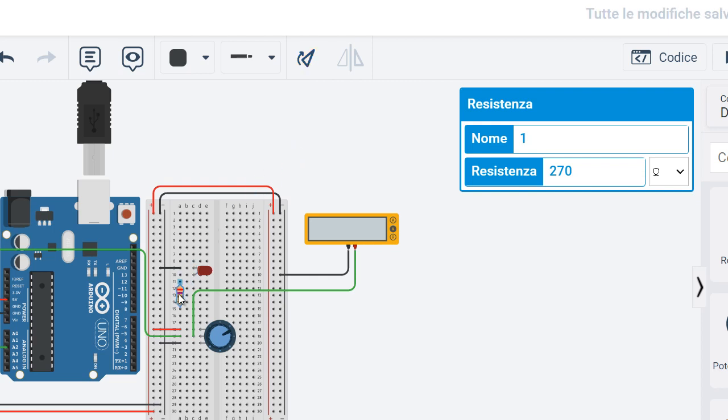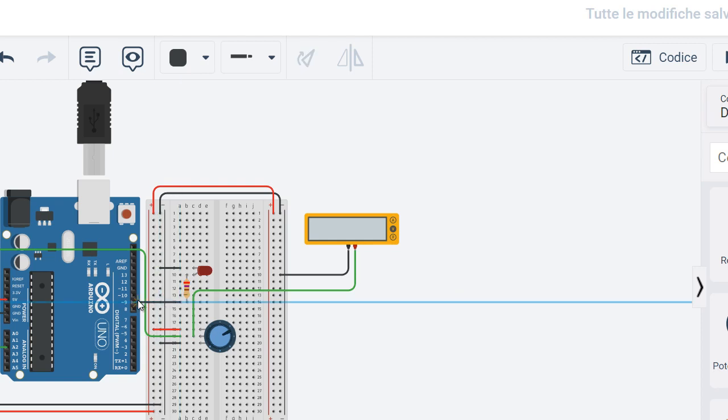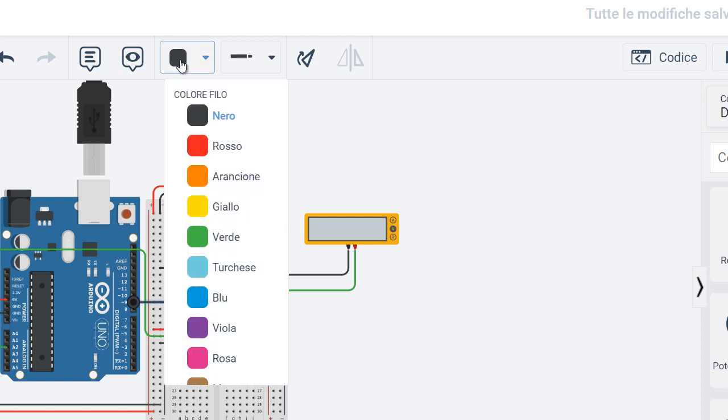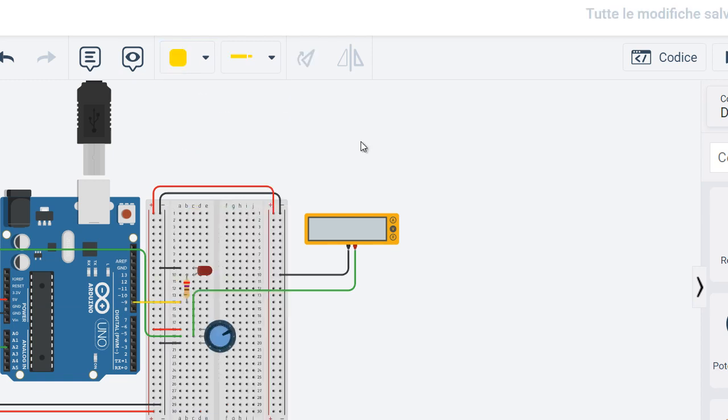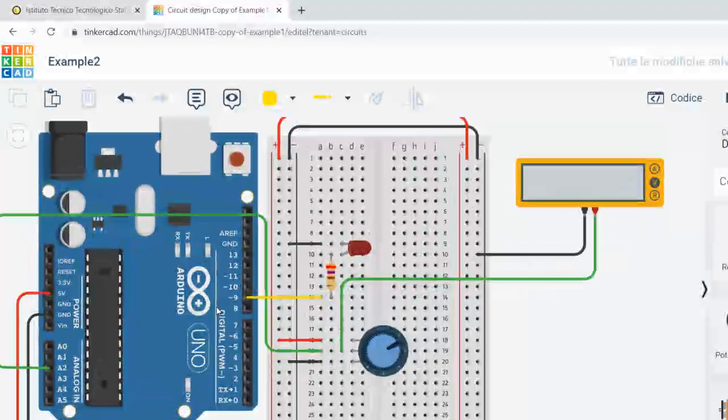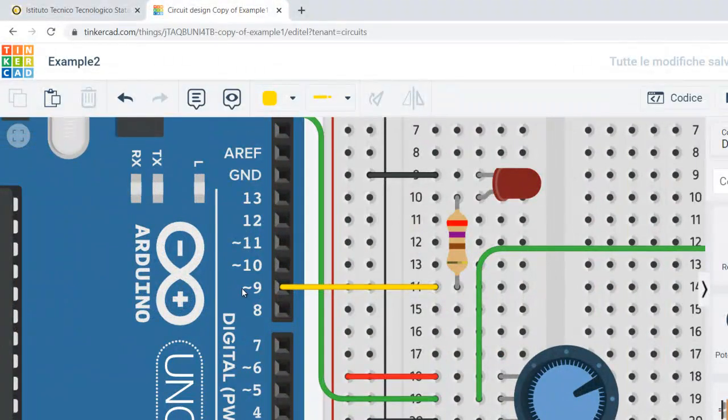So we put it here, and we can connect it to digital pin 9. So when digital pin 9 is 1, the LED is on with a current of approximately 10 milliamps. When digital pin 9 is 0, the LED is off. Digital pin 9 is a special pin, I zoom in, because it has this tilde.